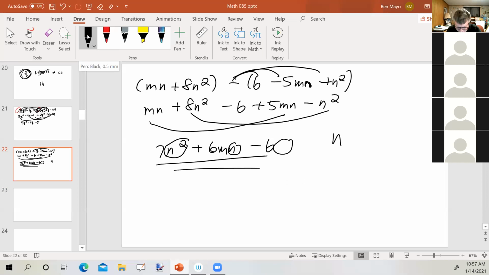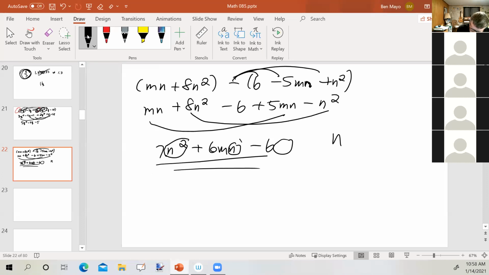Okay, so I just have a question. From the first line to the second line, it went from positive to negative, right? Right. For the negative, it was -6 plus 5mn. Okay. So that went from negative, and then how come you put it positive on the bottom? So 7n squared plus 6mn.